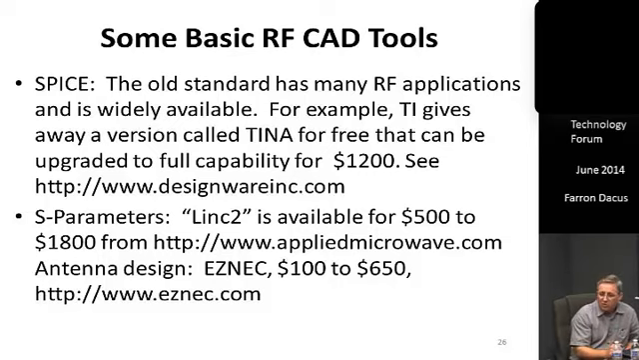The best thing I know of on the market with S parameters built in is Link 2, available from appliedmicrowave.com. It's got various versions running about $500 to $1,800. Fine little program. It's a one-man shop, but the guy does a good job. You can do anything you need with S parameters with that program.